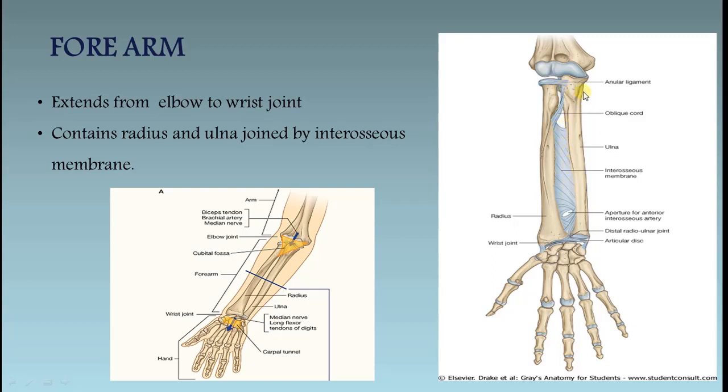Then you have the shaft. This is the medial border of the shaft. Then you have the lateral border of the shaft, to which the interosseous membrane is attached. Then you have the anterior border. The lower part is very small as compared to the upper part, and this is called the head of the ulna. Then you have a small projection more medially, that is the styloid process of the ulna.